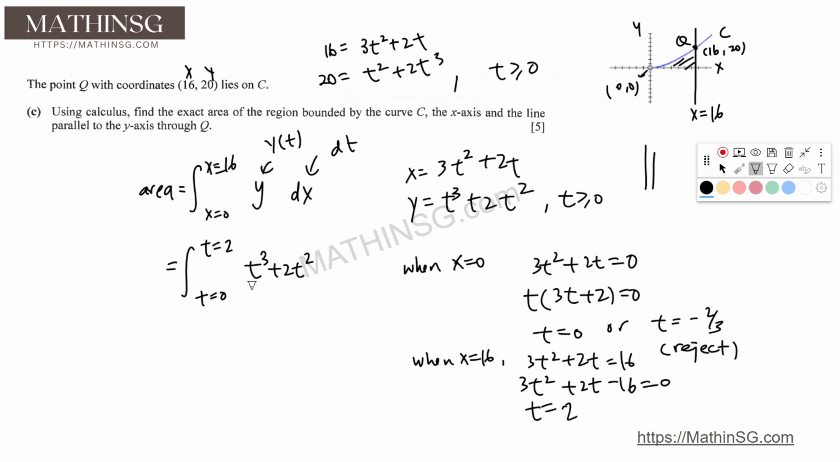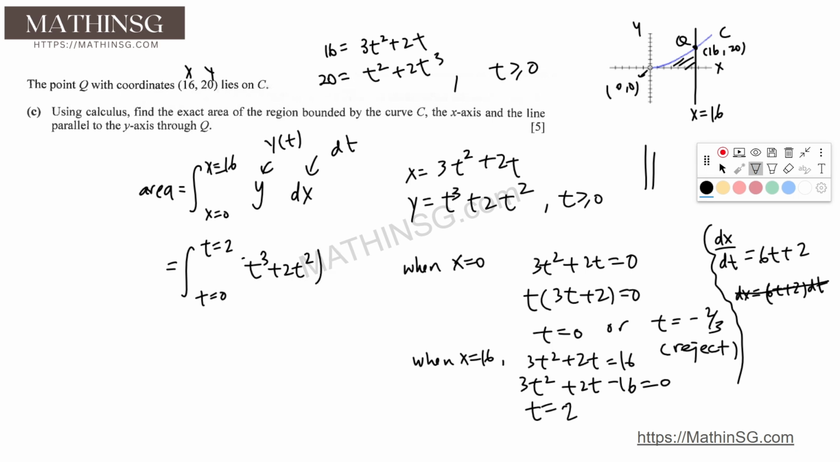Next, because everything is in terms of t, I cannot have dx. I need dt. So let's differentiate this, or we have already differentiated this. We got 6t plus 2, right? So we need to replace our dx with dt. So if you look at this, this is essentially 6t plus 2 dt, right? So we are going to replace our dx with this, but this is mathematically wrong, so don't write it. But we know that to change dx to dt, we will just split it up.